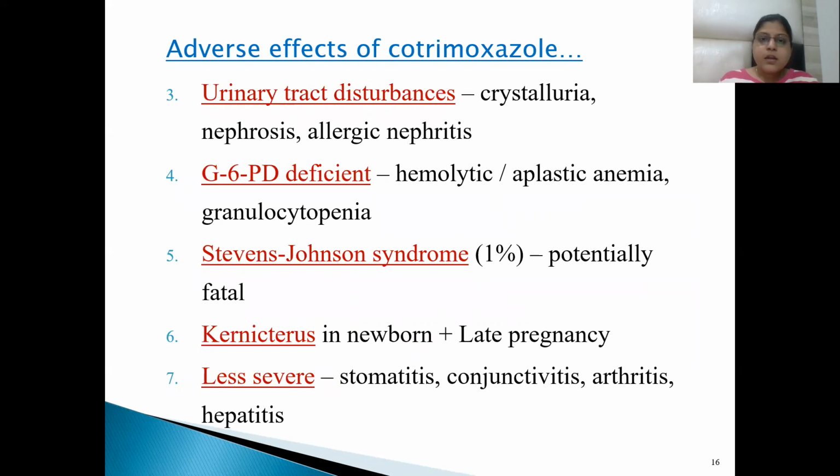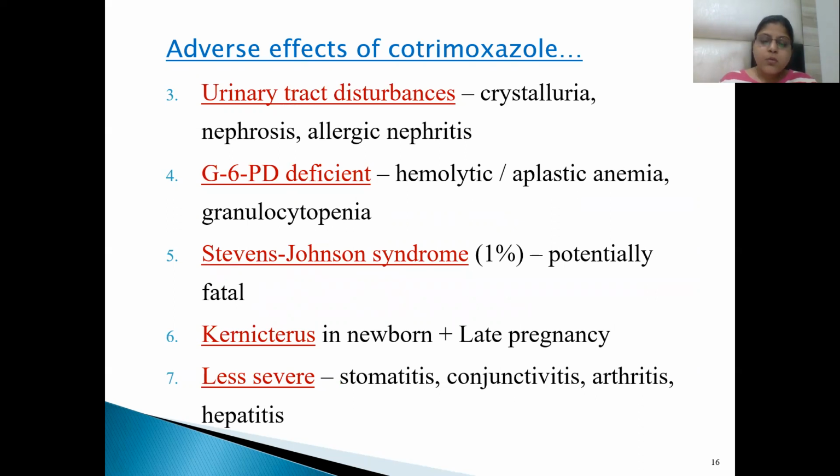Other adverse effects of cotrimoxazole can be crystalluria, nephrosis, and allergic nephritis. Because of precipitation in acidic urine, it can cause crystalluria. It may cause hemolysis in G6PD deficient patients, and it can also cause aplastic anemia, leukopenia, and thrombocytopenia. Stevens-Johnson syndrome can be caused, which is potentially fatal, and kernicterus.